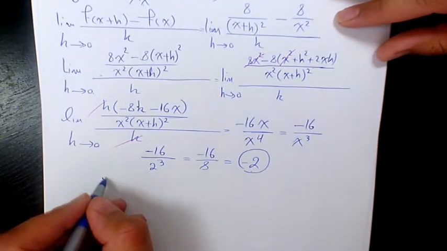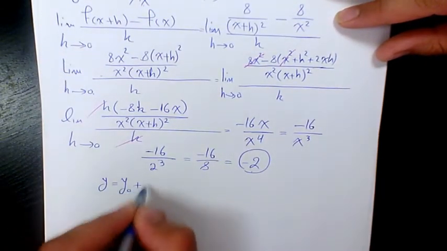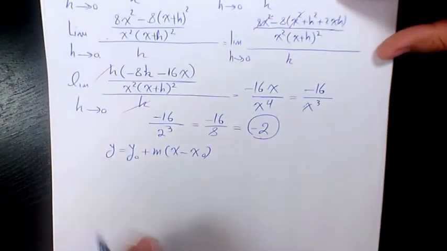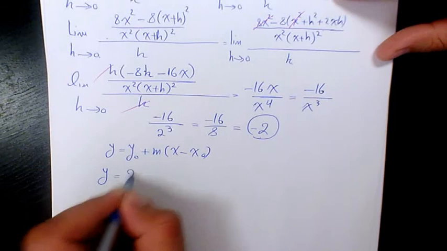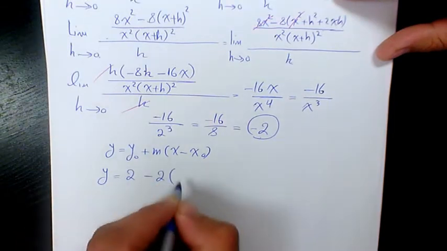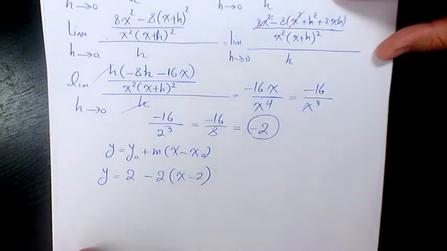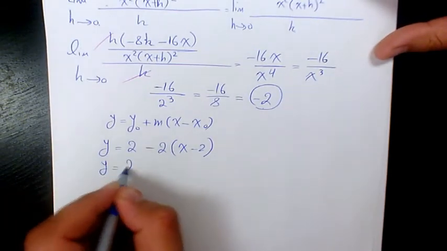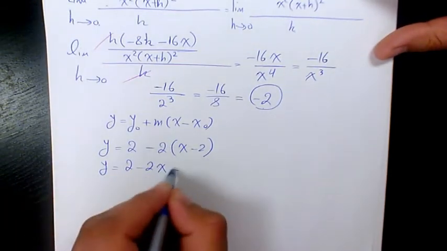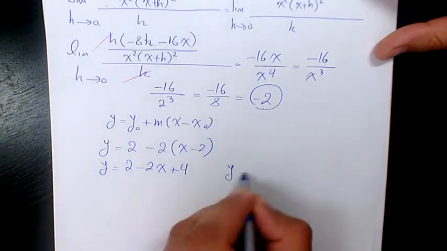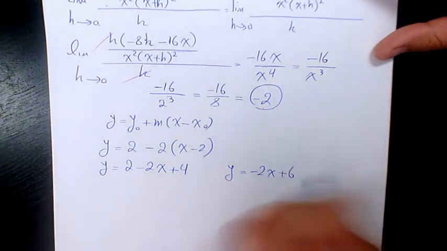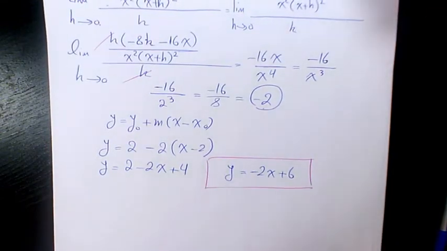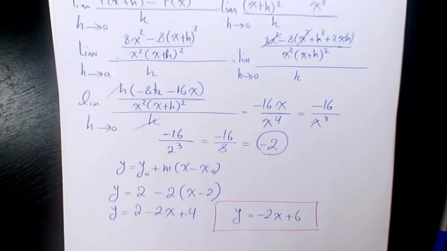That's going to be y equals y naught plus m times x minus x naught, which is going to be y equals 2 minus 2 times x minus 2. So when we simplify, 2 minus 2x plus 4, y equals negative 2x plus 6. That's the equation of the tangent to a curve, as you see here.